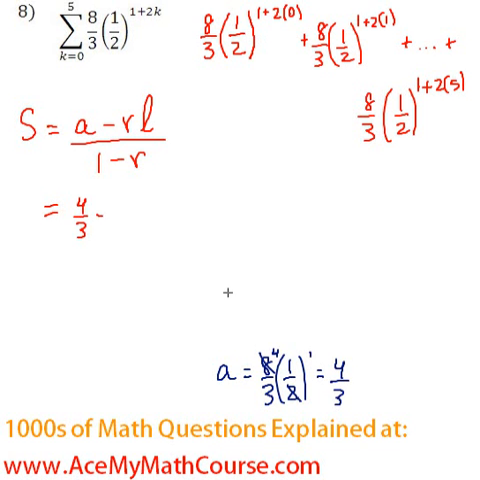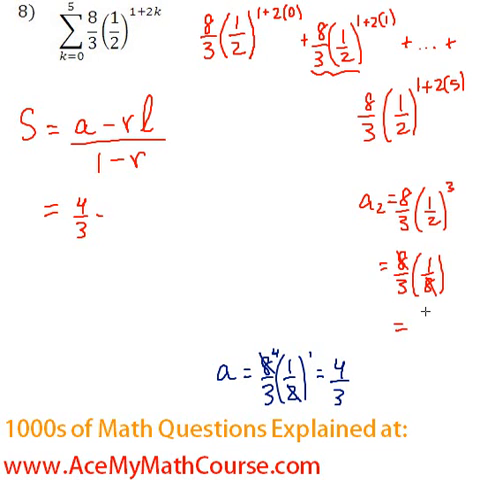And what is r in this case? Well, just to make sure that I don't blindly take the half and think it's the half, I'm going to calculate the second term and divide it by the first term. So what is our second term? That's going to be 8 over 3 times half to the power of 2 times 1, 2, plus 1, 3. So we're going to get 8 over 3 times, now half to the power of 3 is just 1 over 8, because 2 cubed is 8. These 8s are going to cancel out, so a2, which is the second term, is just 1/3.